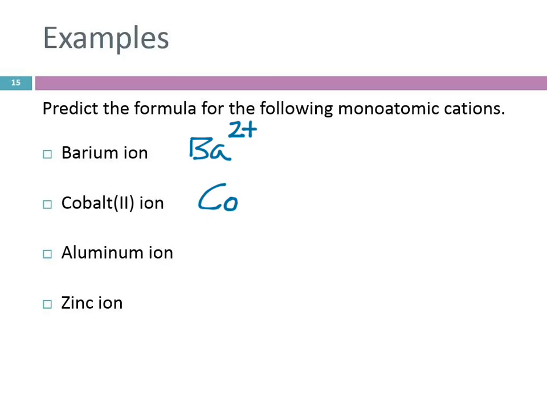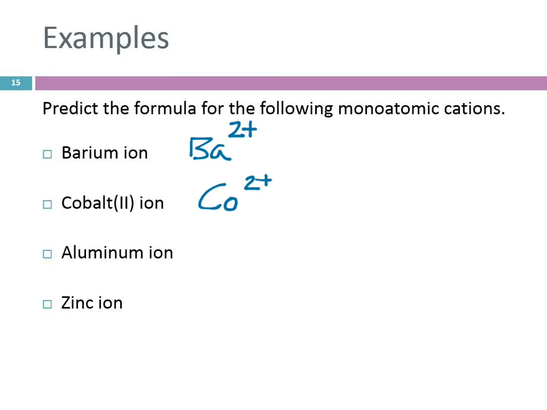So that's the symbol for cobalt. What's the charge on the cobalt ion? 2 plus. Because the Roman numeral 2 tells us. Cobalt is a transition element. We can't predict its charge because it also forms another ion. I think it's 4 plus, but I can't remember.